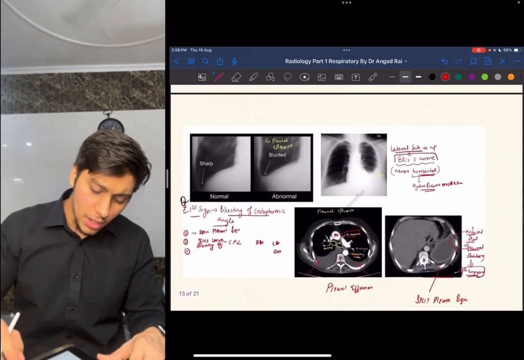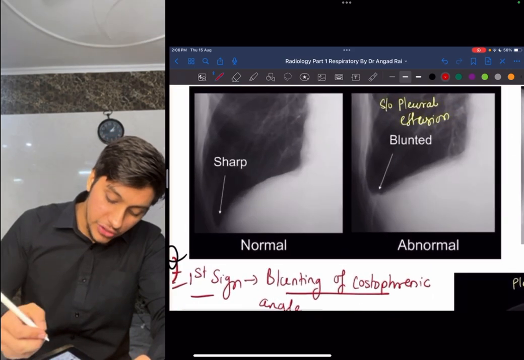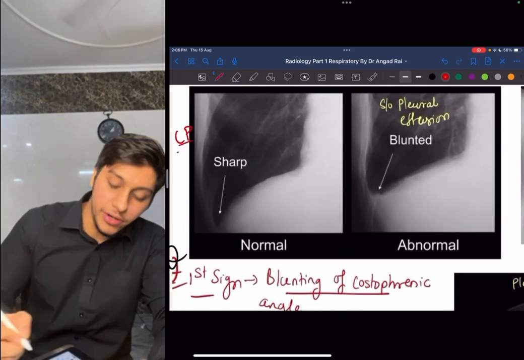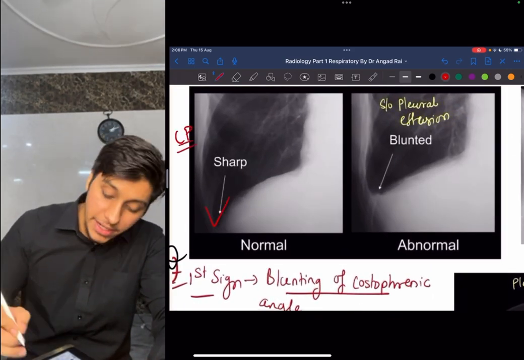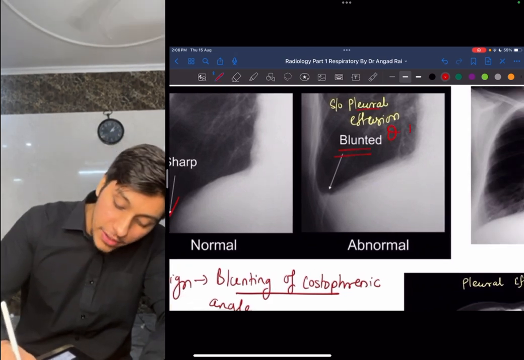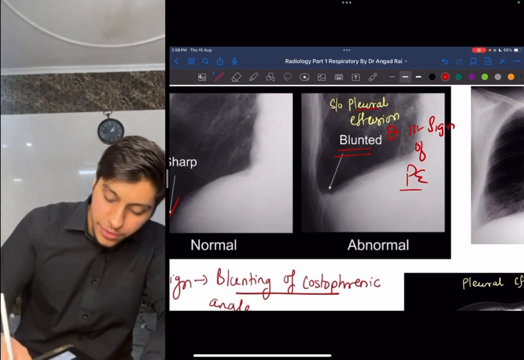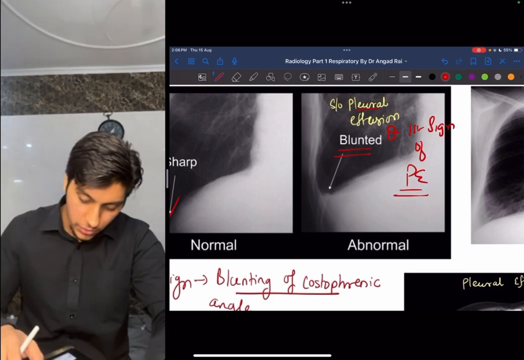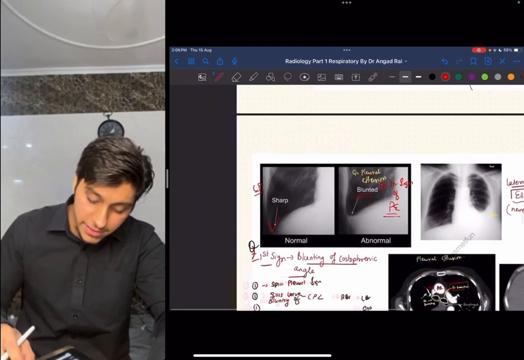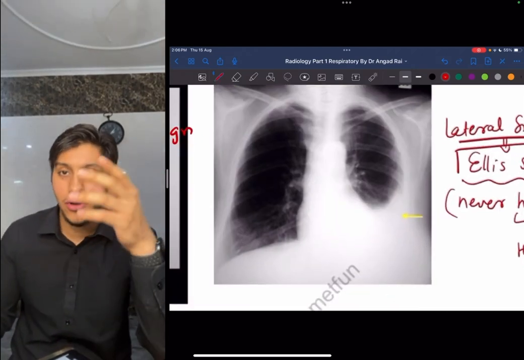Okay. What are the signs, guys? As we discussed earlier, the classic sign is that your costophrenic border is usually sharp, right? But in case of pleural effusion, there will be blunting. And guys, this blunting is the first sign of pleural effusion or hemothorax. Along with this, as I said, wherever air is there, that is going to be black. Rest all will be white.